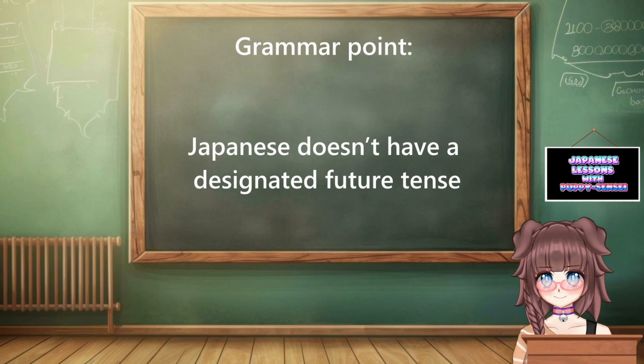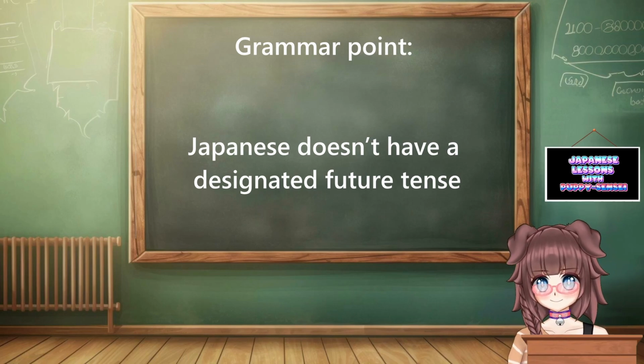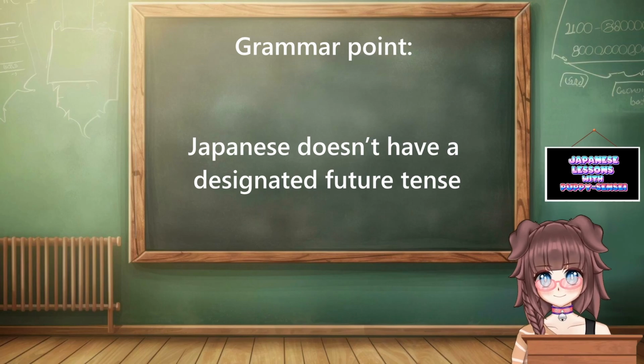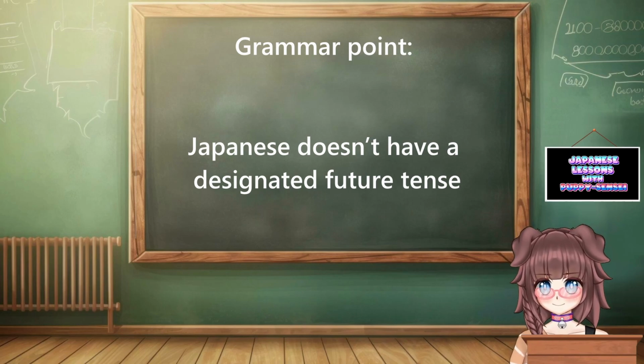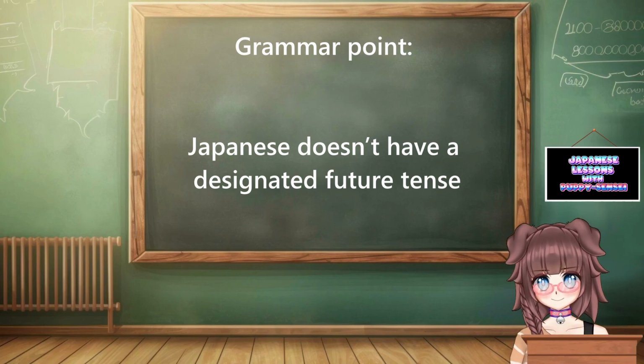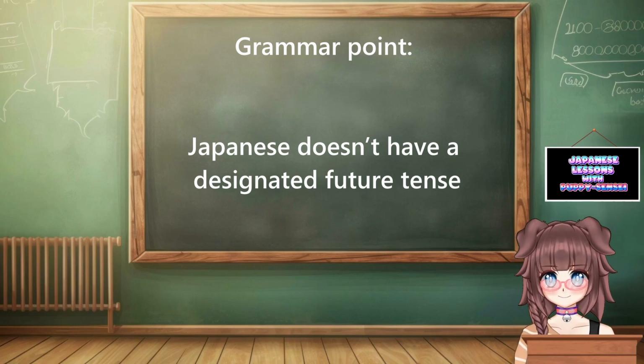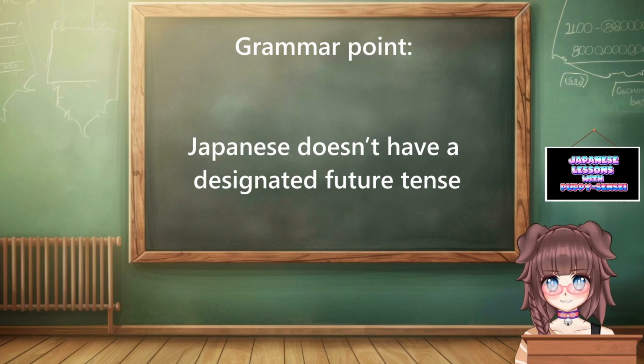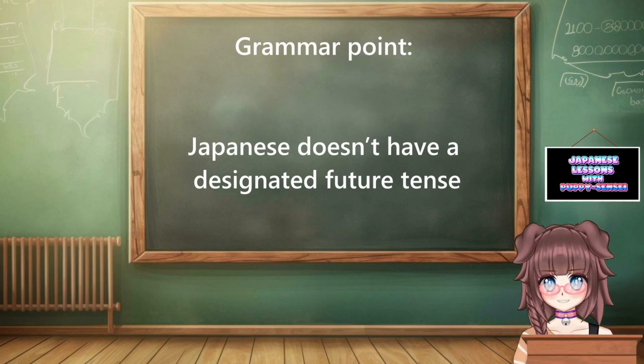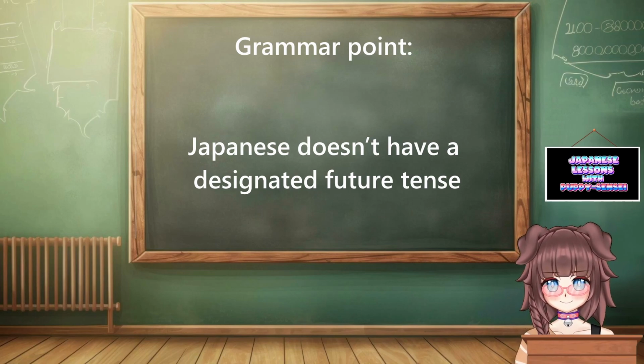Can you talk about the future in Japanese? Yes, of course. It's mirai, by the way. Can you talk about plans you might hope to accomplish in the future? Yes, of course. You can use constructions like tsumori for that. But there's no specific conjugation needed for verbs to discuss future actions. Instead, you'll get information about things that haven't happened yet out of context clues.